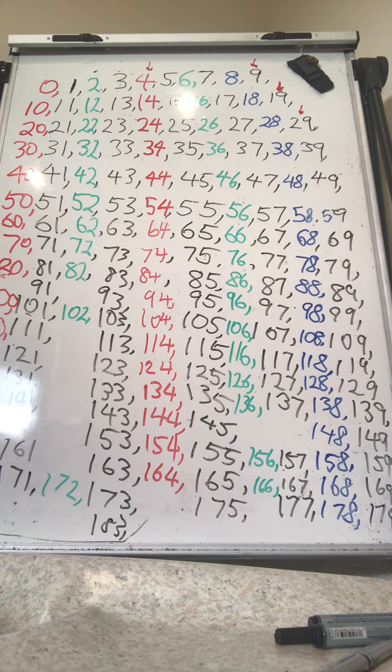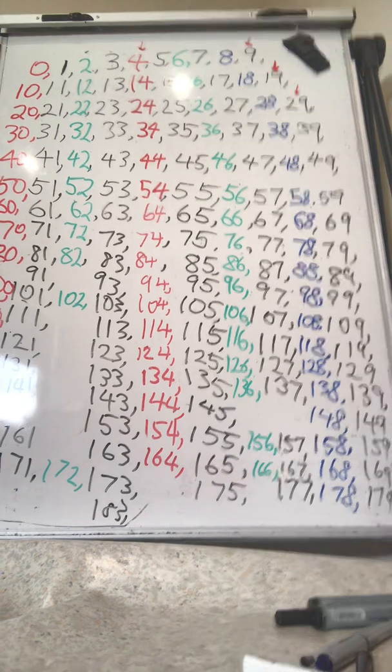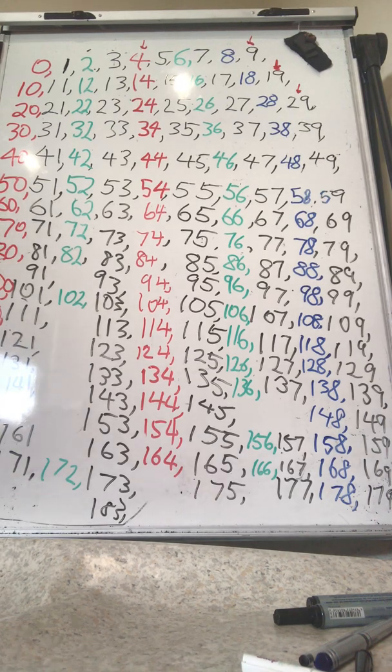8 times 8 is 64. 9 times 9, we just figured that out. Do you remember? We don't have time to figure it out yet. 81, okay? And then you know 10 times 10, it is 100.